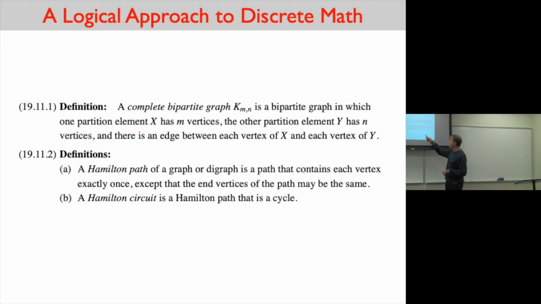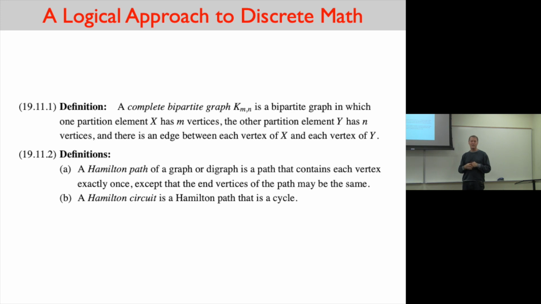And let's take a look at our equation sheet here. 19.11.1 is the definition of a complete bipartite graph. Now, do you remember what a bipartite graph was? It's like a graph with two parts. Yeah, two parts. That's correct. And in fact, what is divided into two parts? The vertices or the edges? Vertices. The vertices are divided into two parts.